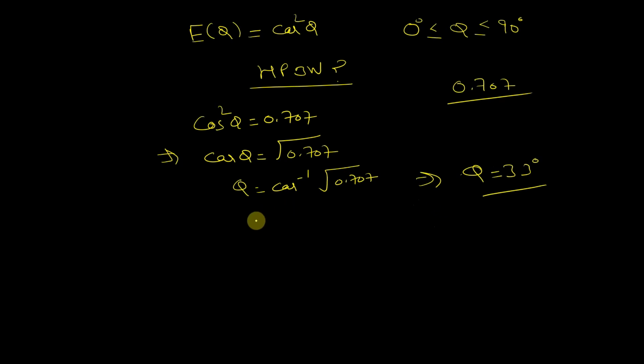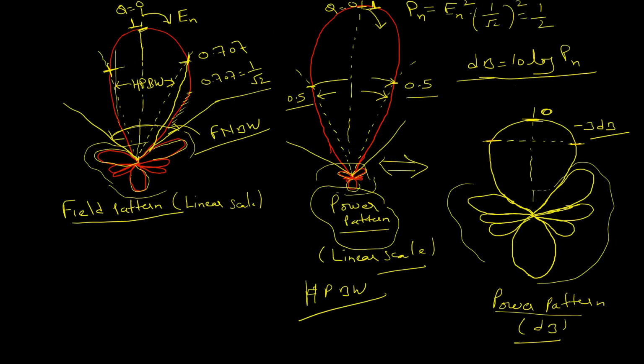If you want to find out the half power beam width, that will be equal to 2 theta, so 2 of 33, that is 66 degree. Why this 2 theta? Now you can see here, this is theta, but the half power beam width is 2 theta, so that's why we have taken 2 theta. So always do some numericals. The concept is more clear by solving some numericals.